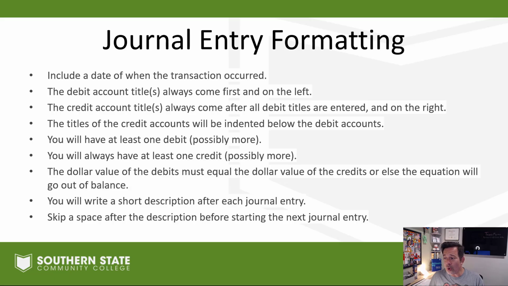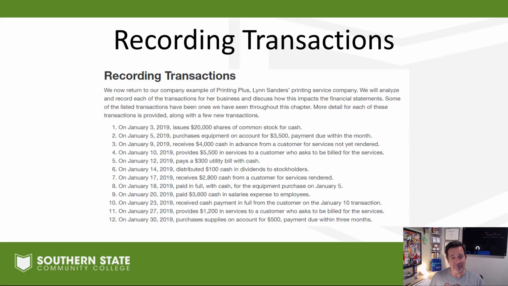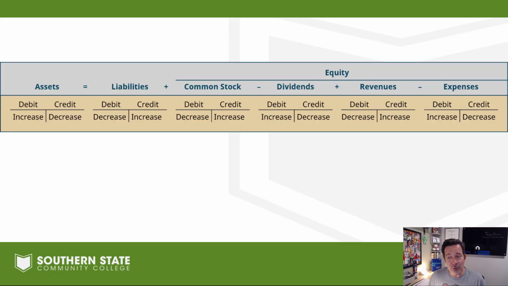So we're going to record 12, count them, a dozen transactions here. You can see them listed out. We're going to walk through every one of these. I'm going to show you how to record them in the journal. Again, we're going to refer back to our little cheat note here, so we know what makes the account go up, what makes the account go down. Are you ready? Here we go.